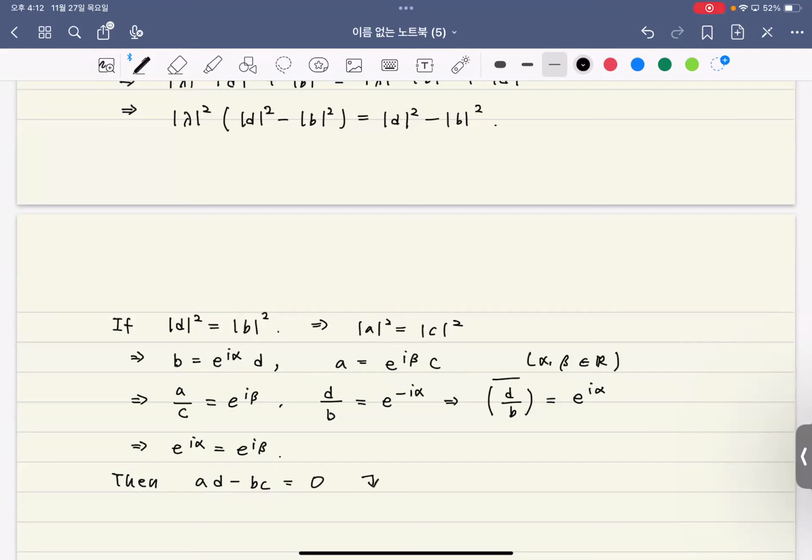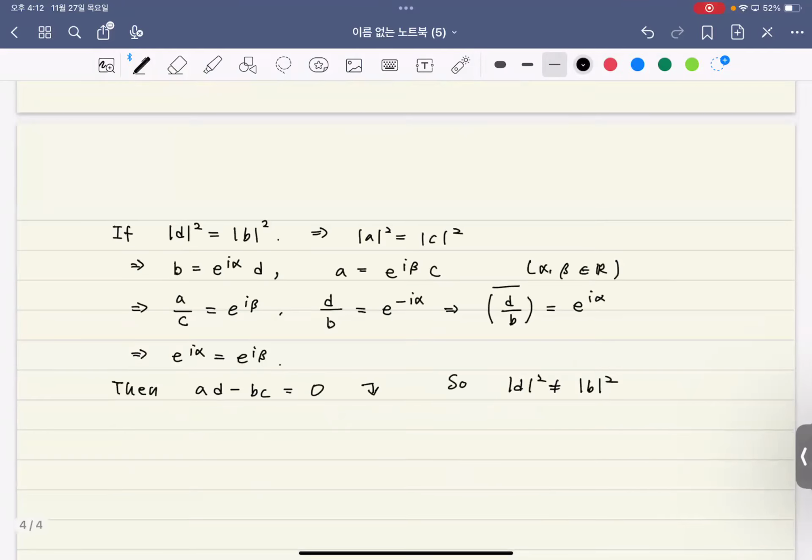This is a contradiction. You have to remember that in order to be a linear fractional transformation, AD minus BC must always be non-zero. And clearly this fails to satisfy this condition, which implies that this is impossible. So D squared is never equal to B squared. Therefore the modulus of lambda is 1. So we say lambda is e to the I theta, and clearly theta is a real number.